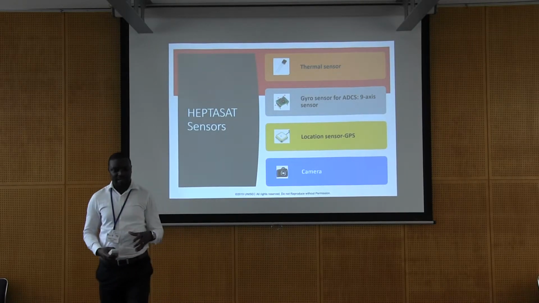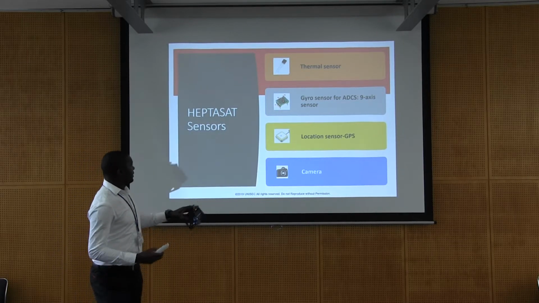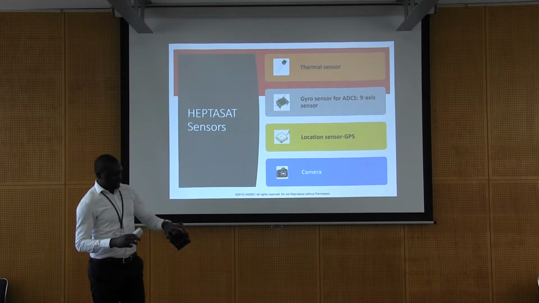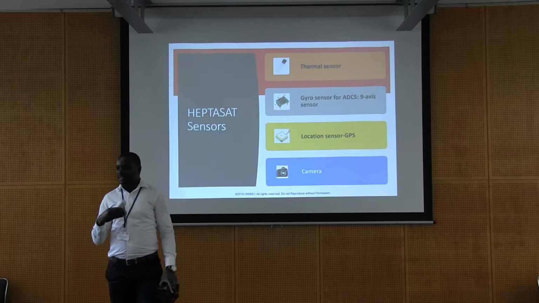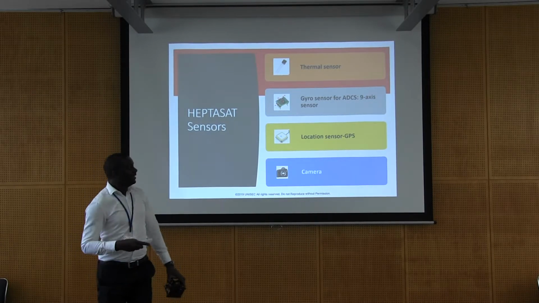Now let's come to the HEPTA-SAT. Within our HEPTA-SAT, we have four sensors that we are going to work with. Finally, we will install a GPS. We have a thermal sensor inside. The thermal sensor is to detect the temperatures and the thermal conditions within the satellite.